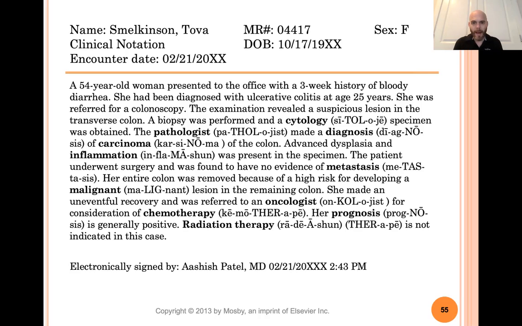So now let's go back through the words one last time. Your diagnosis would be abbreviated DX. Metastasis would be METS. Chemotherapy would be chemo. Prognosis would be PX. And radiation therapy would be XRT.